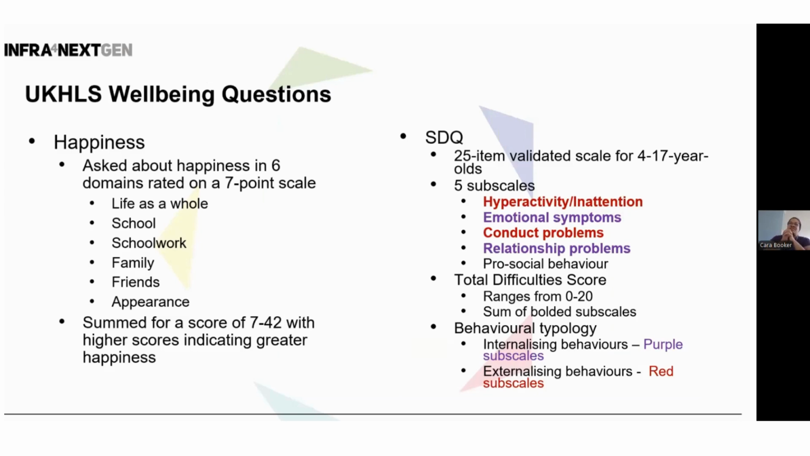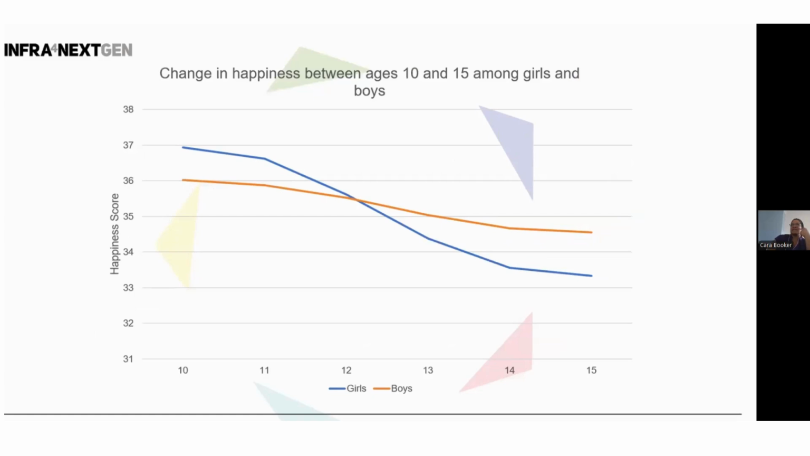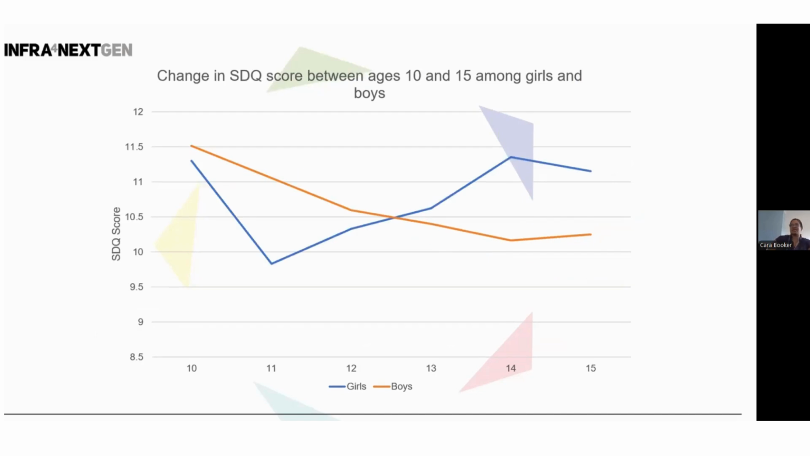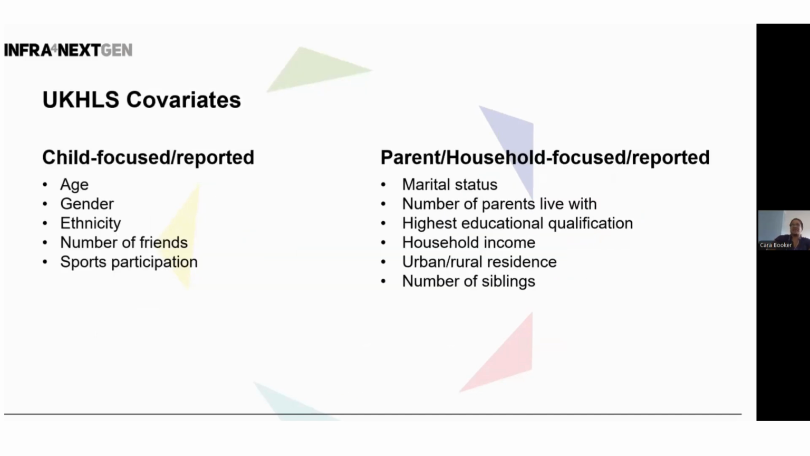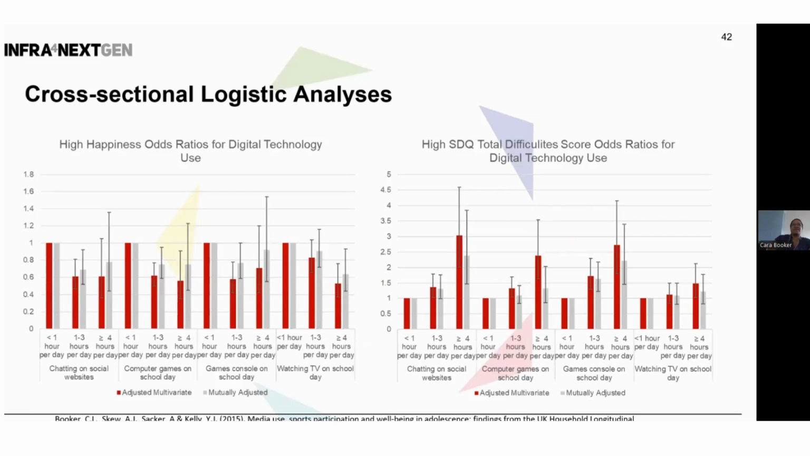Here are the well-being questions that are asked in Understanding Society. They ask about happiness, and they ask the Strengths and Difficulties questionnaire, which is a mental health questionnaire. And here's a little bit of detail about it. Here's some information about how these change over time for SDQ and happiness. These are the covariates that we included. And finally, here we have some of the cross-sectional analysis. So you can see the odds ratios. Basically, the pattern is the more you use, the less happy you are, or the more difficulties you might experience.